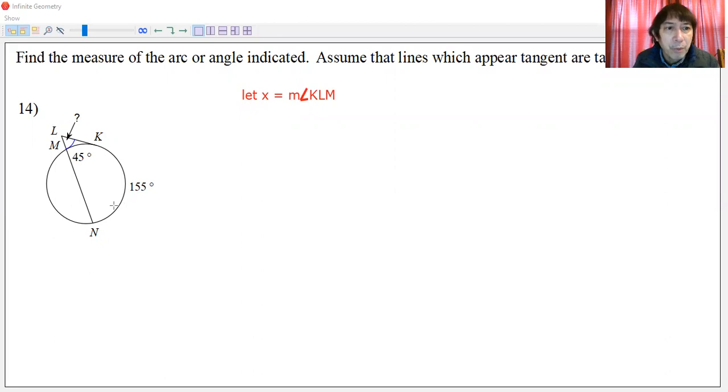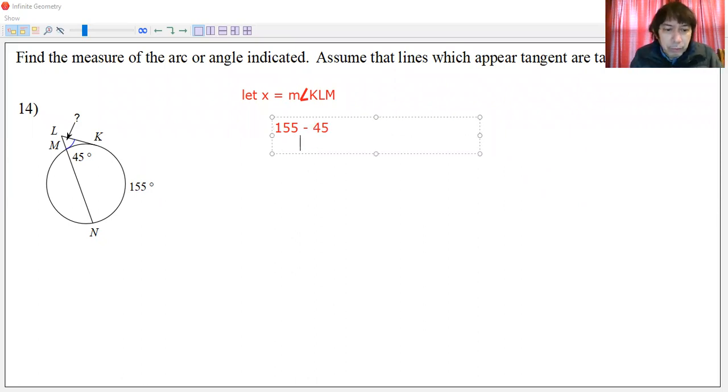All right, so our working equation here will be the bigger arc, 155, minus the smaller arc, 45.